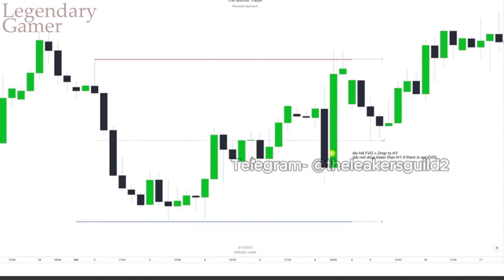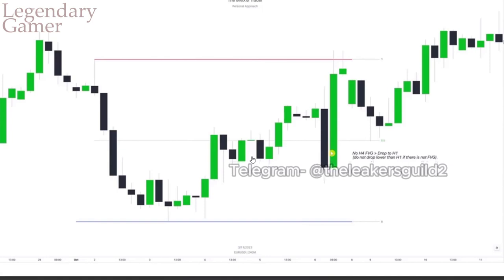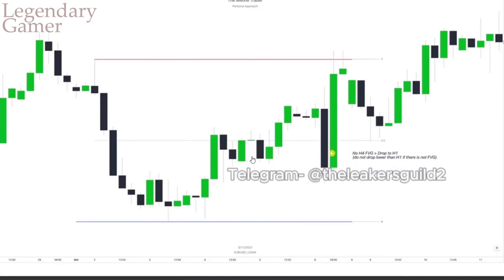Now, what if there is no 4-hour fair value gap? Then you drop into the 1-hour time frame to see if there's an internal range liquidity pool and a 1-hour fair value gap. If there is not any on the 1 hour, we do not drop below the 1-hour chart, then there is no trade.